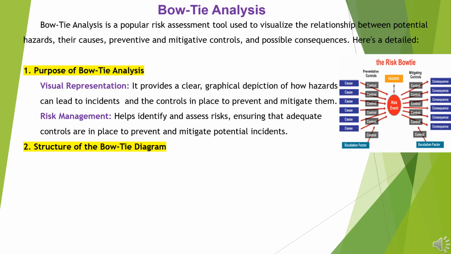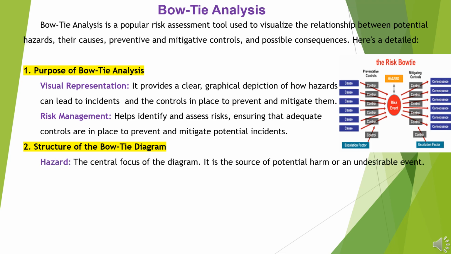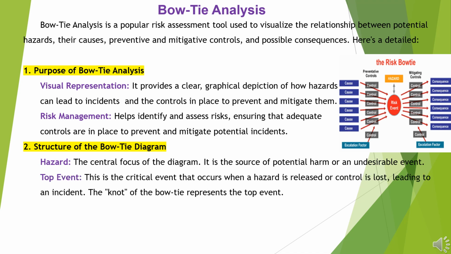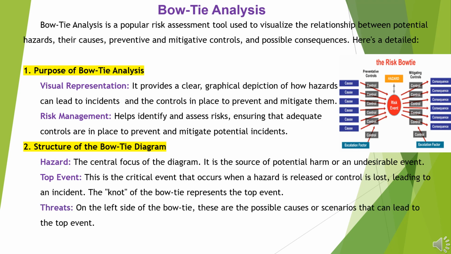2. Structure of the BowTie diagram. Hazard: the central focus of the diagram. It is the source of potential harm or an undesirable event. Top event: this is the critical event that occurs when a hazard is released or control is lost, leading to an incident. The knot of the BowTie represents the top event. Threats: on the left side of the BowTie, these are the possible causes or scenarios that can lead to the top event.